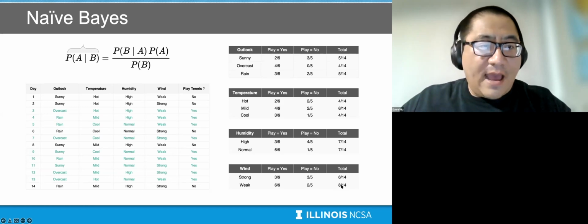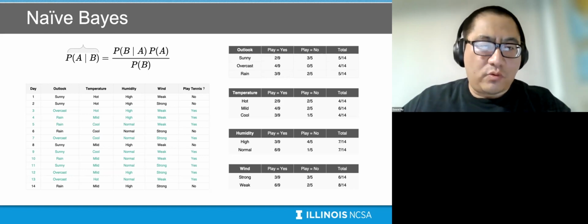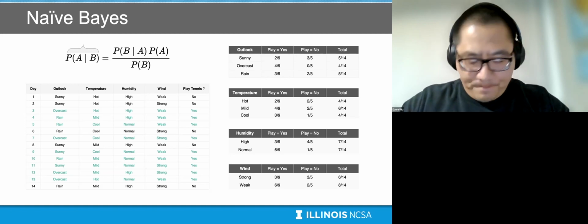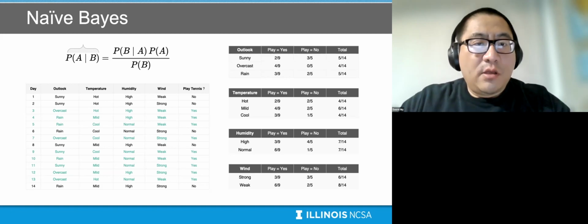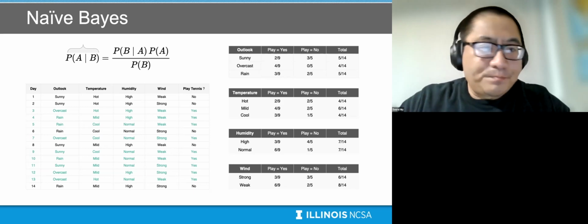Here, I have a data set. Basically, I have 4 features and 1 label. The 4 features are the outlook of the sky, the temperature, the humidity, and the strength of the wind. The label is whether I play tennis or not.